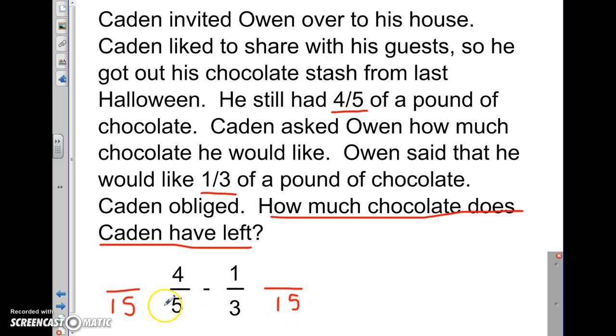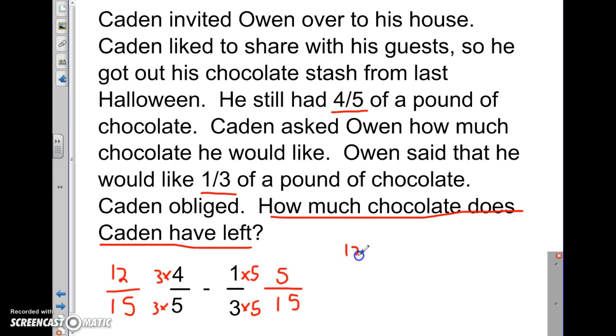Okay, 5 times 3 is 15, which means we have to do the same on the top, times 3. 4 times 3 is 12, so 12/15 is equivalent to 4/5. And then for this 1/3, 3 times what is 15? 3 times 5. Have to do the same thing on top, so times 5 on the top here. 1 times 5 is 5, so 5/15 is equivalent to 1/3.